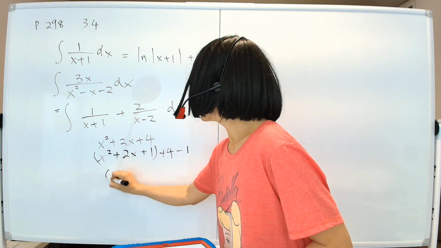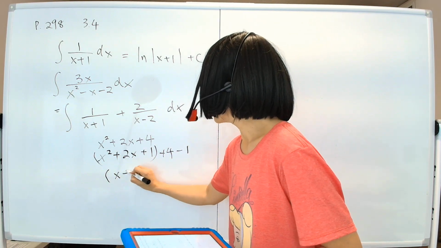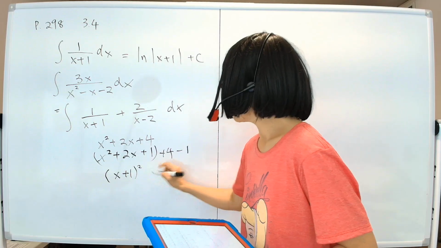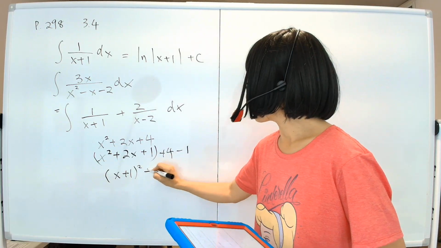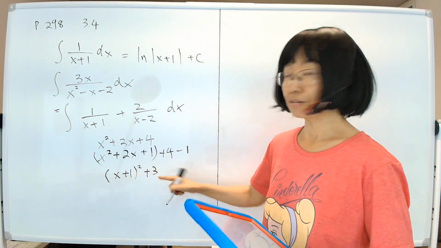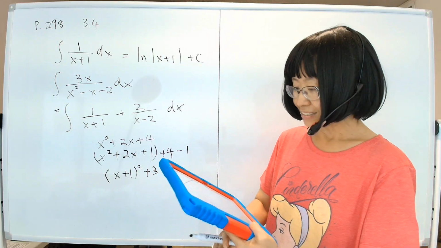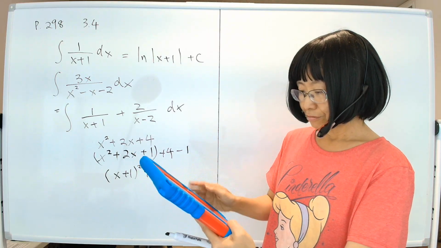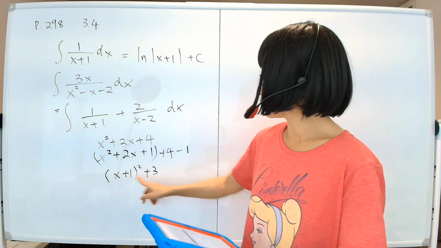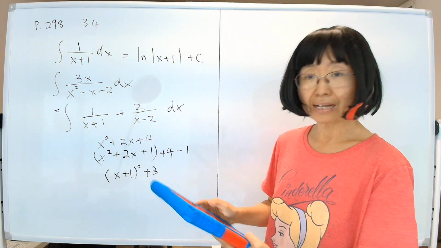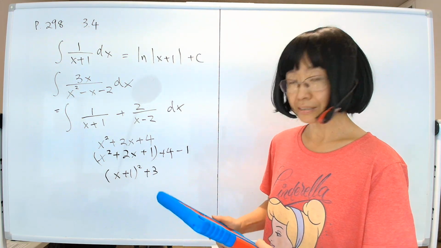And then your completed square becomes x plus 1 squared, and when you do the math here, that becomes plus 3. That is called your completed square, which is what your book has. Okay, so now why are we doing this? We're doing this because we're turning this into another u-substitution with the tangent inverse.